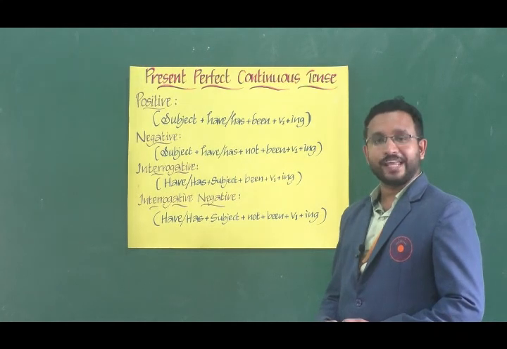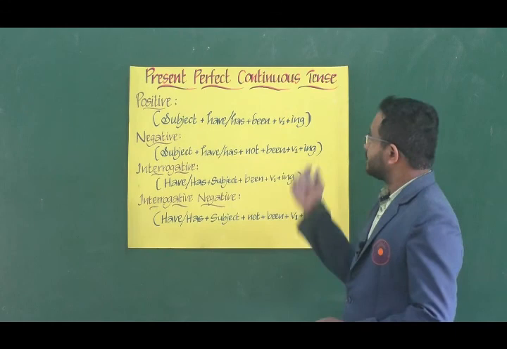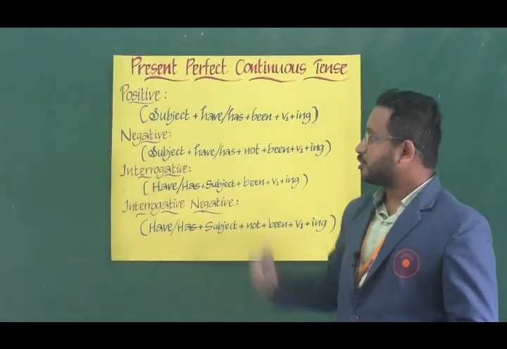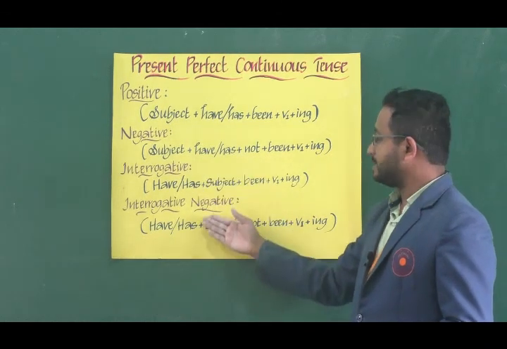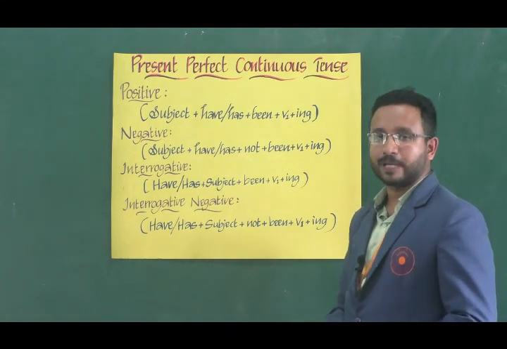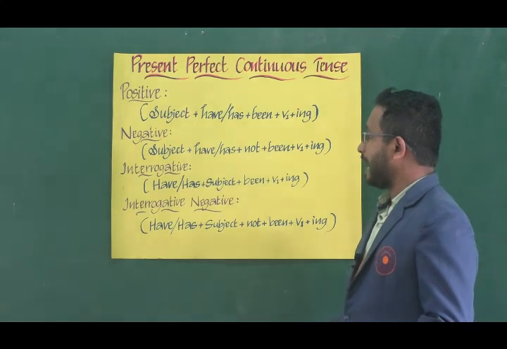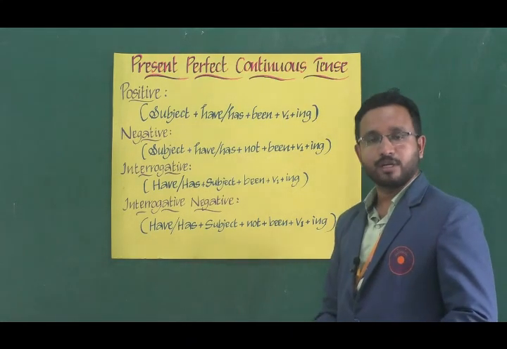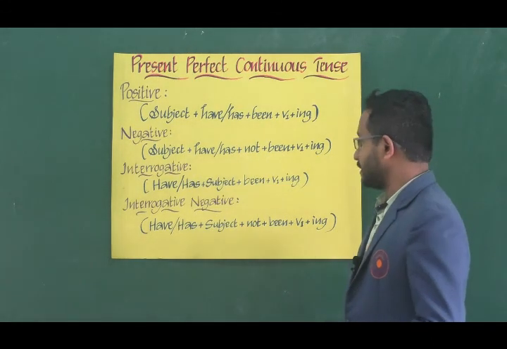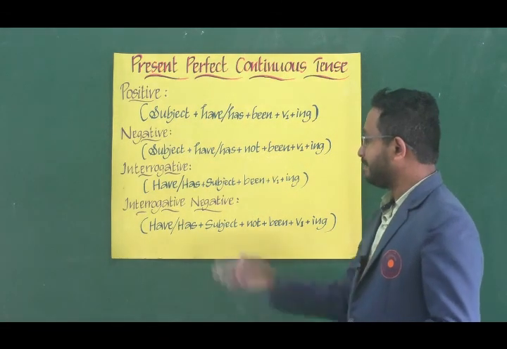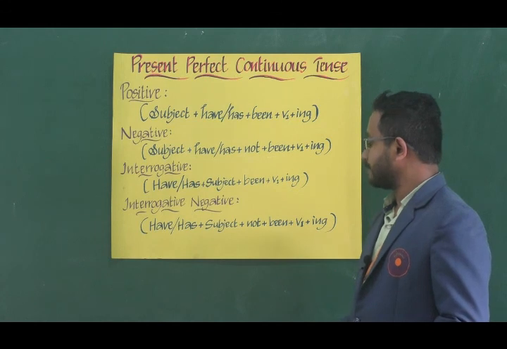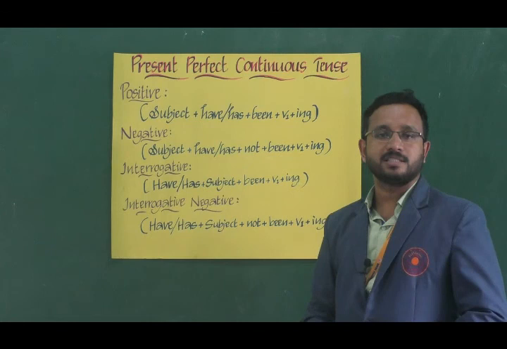Dear kids, it's a time to recap. Today, we have learnt about the present perfect continuous tense and its four divisions. They are positive, negative, interrogative, and interrogative negative. Positive: subject plus have or has plus been plus V1 plus ing. Negative: subject plus have or has plus not plus been plus V1 plus ing. Interrogative rule: have or has plus subject plus been plus V1 plus ing. And interrogative negative or negative questions: have or has plus subject plus not plus been plus V1 plus ing.